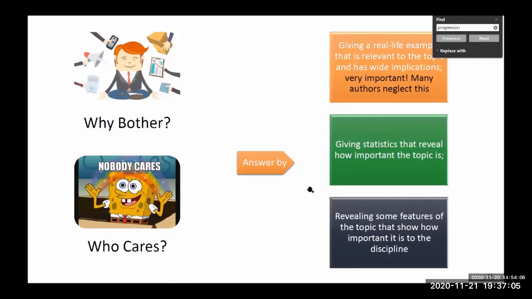So generally, if you are not putting enough effort, the reader will not bother to read your paper, because nobody cares about what you are presenting, right? And if they feel that the motivation is not enough, then they will give up, right? And then your paper will just be archived in online repositories, and nobody is going to read it. So therefore, it is very important that you plan your introduction.